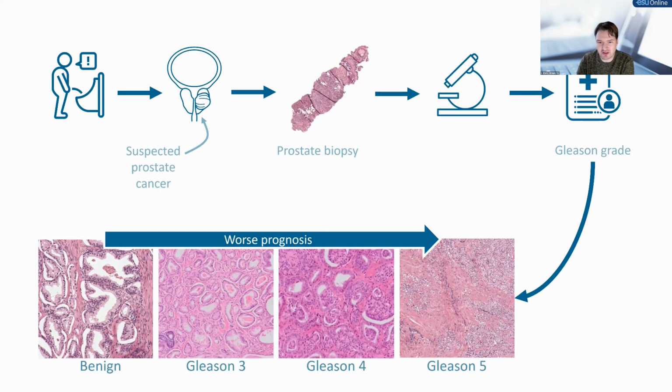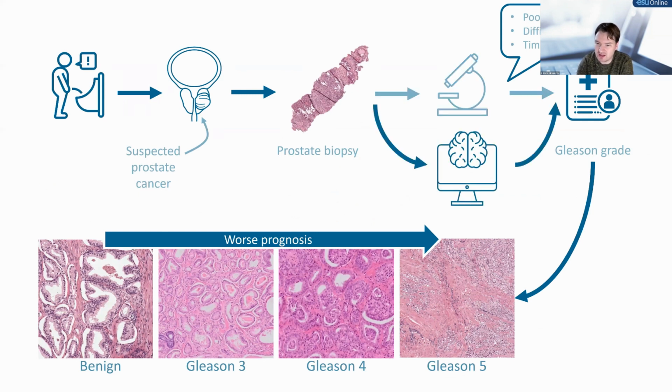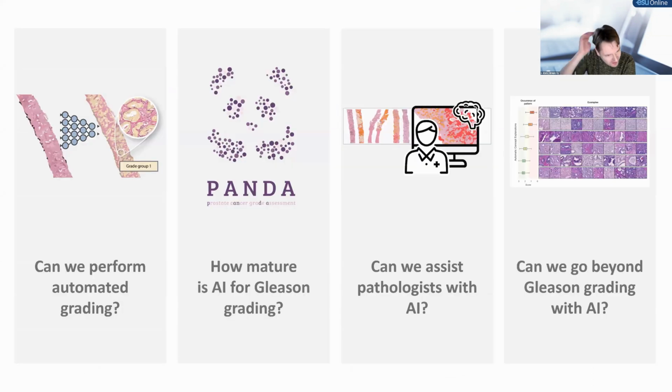So as a biomedical engineer, what we thought was we can probably do that better if we can potentially enhance the pathology with AI support. And we actually did that in 4 different studies. So the first question we wanted to answer was, can we actually perform automated grading at a decent level? So ideally at expert pathologist level.